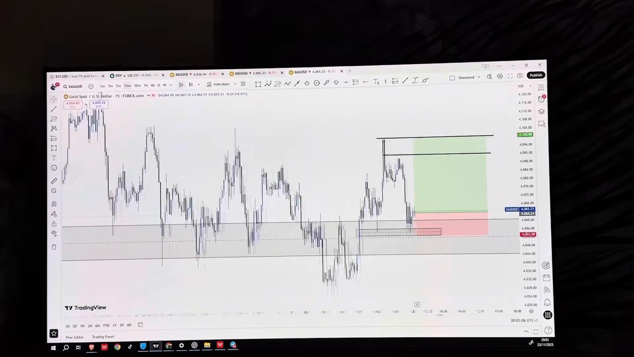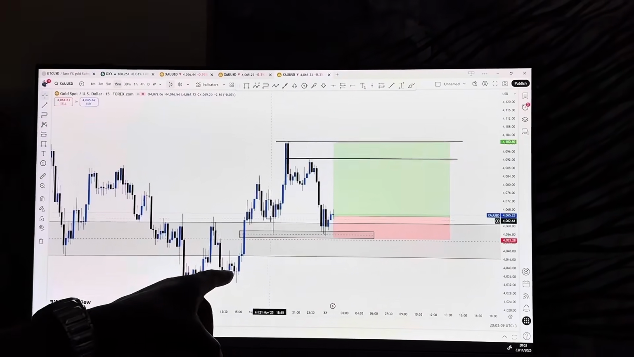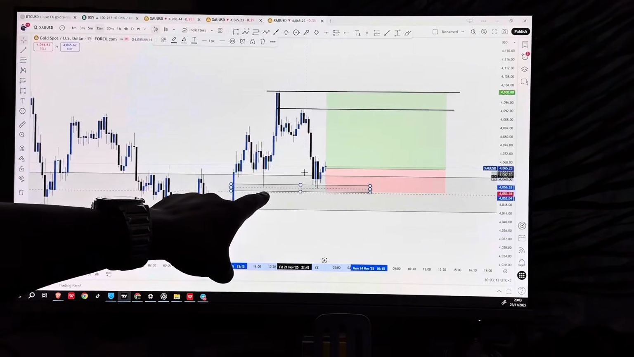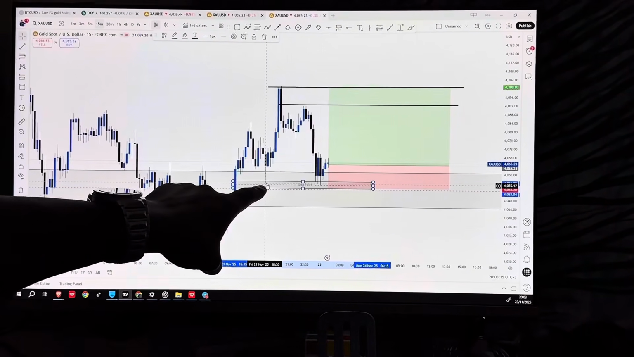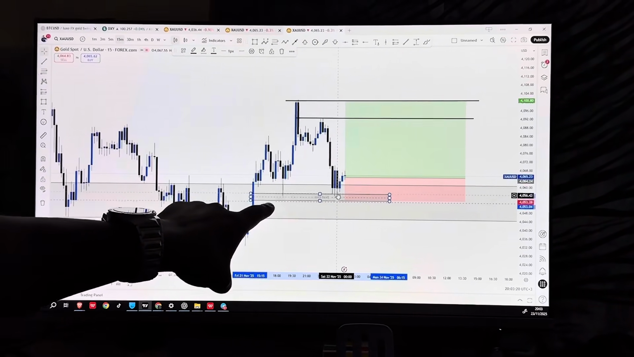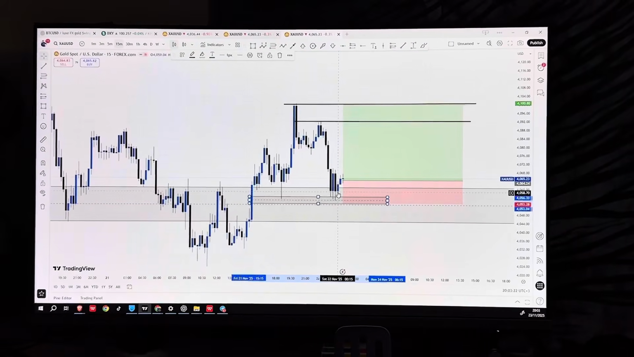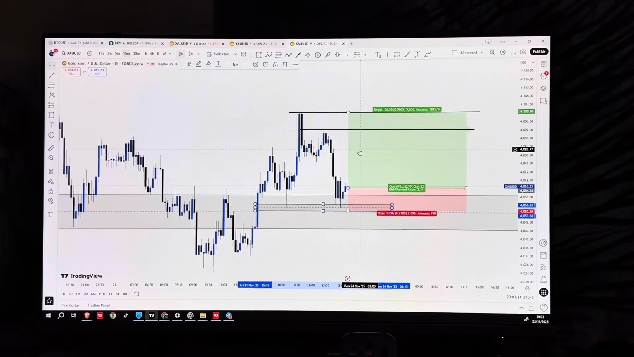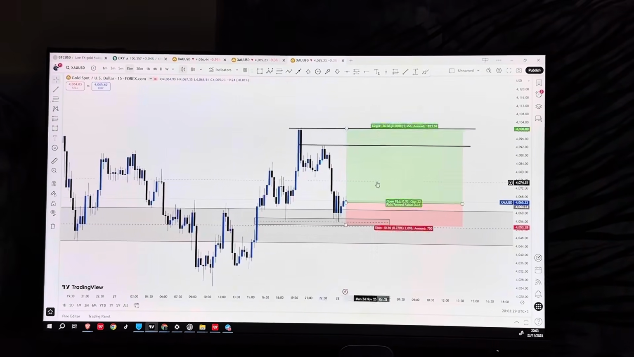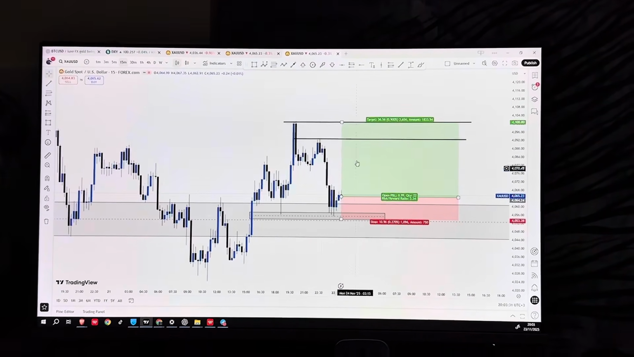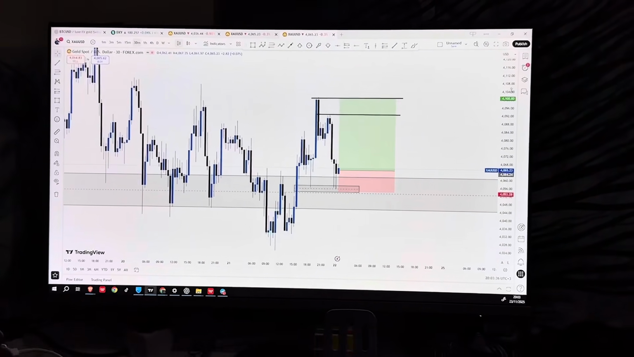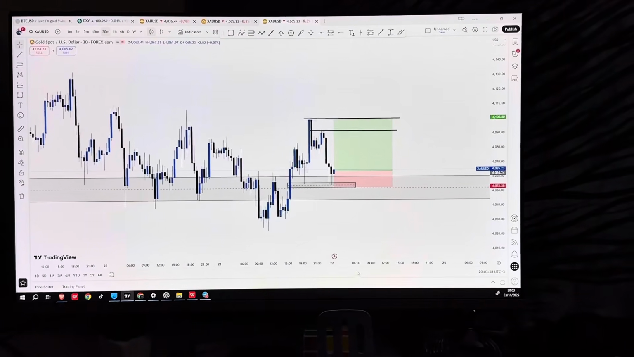You see, there was a support here. The market came and grabbed this liquidity. The same thing happened. A confirmation of what? We're on a bullish trend. Another thing, we're on our support zone. So when the market opens, we're looking to buy.